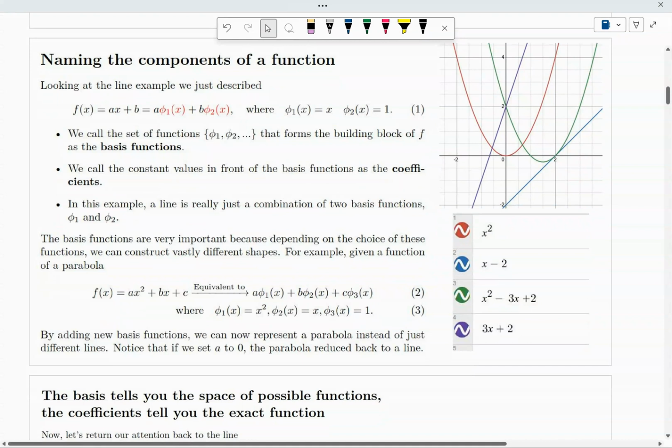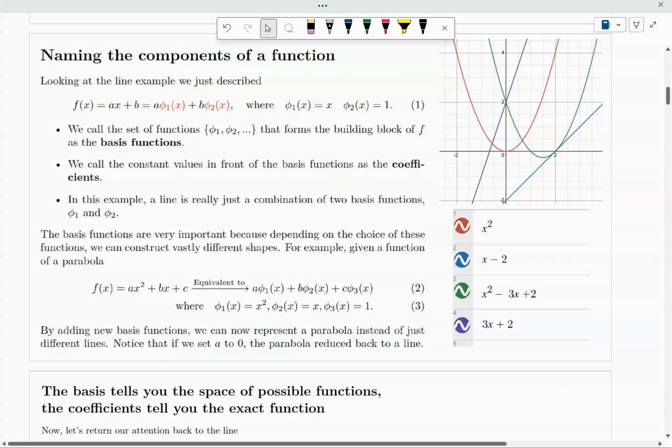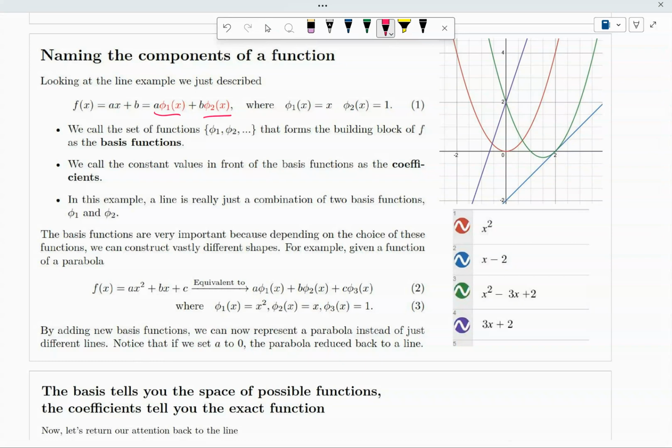The basis functions are important because the basis functions that you pick basically tell you the type of functions you can construct, right? So if you use the basis functions for a line, then you'll be able to draw any possible line. But you're not going to be able to draw a parabola, for example, right?